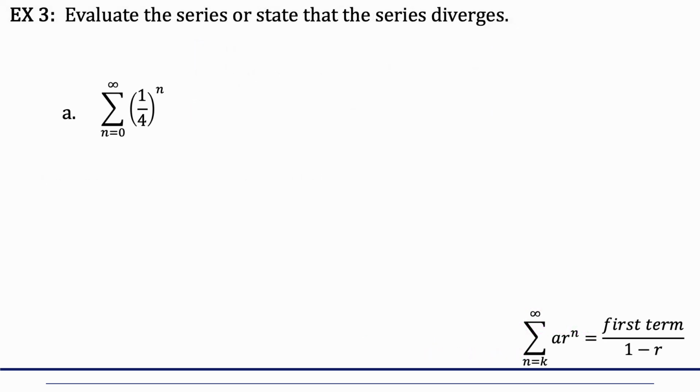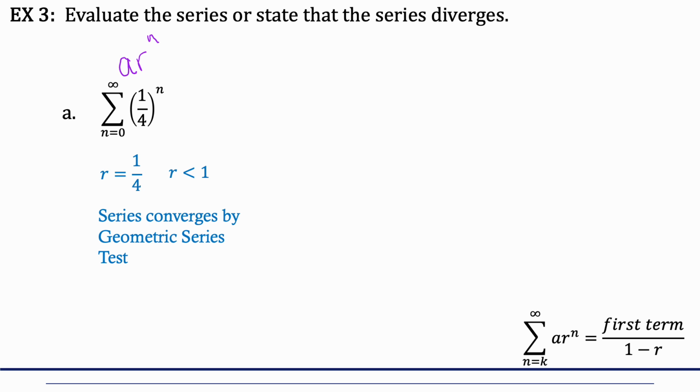So let's put this into practice. It says evaluate the series or state that the series diverges. Here we have a geometric series, and it's in the form of ar to the n, and in that r position is 1/4. Okay, that's less than 1. So this series converges by the geometric series test. And because it's a geometric series, we can actually know what all of the terms add up to.